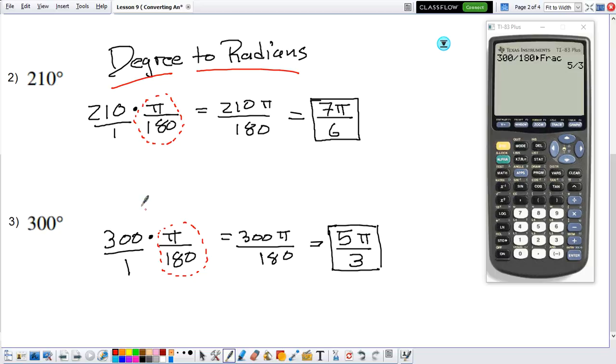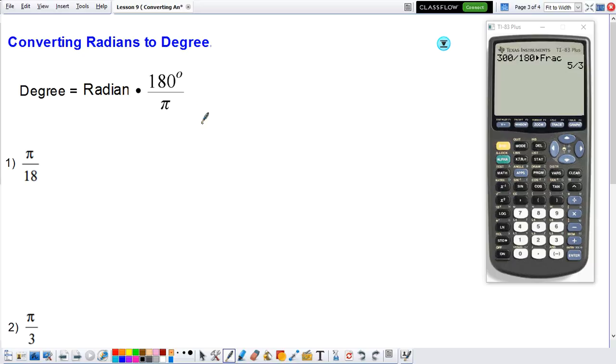But what if you want to go the other way? What if you've been given radians and you want to convert to degrees? Well, it's the opposite. Instead of multiplying by pi over 180, if you want to go from radians to degrees, you flip it. You take your radian and multiply by 180 divided by pi. Again, if a measurement has a pi in it, that's a radian. So here we want to convert this radian into degrees.